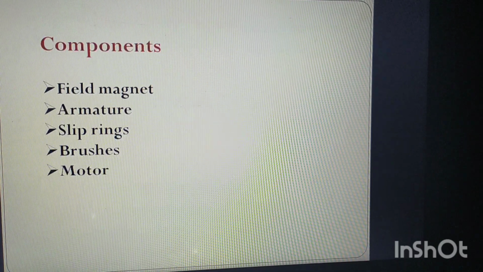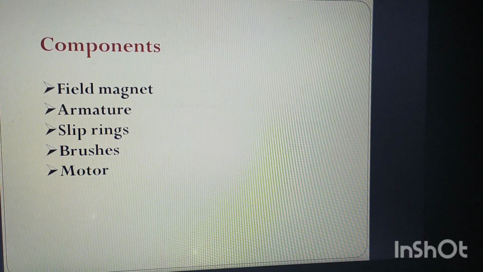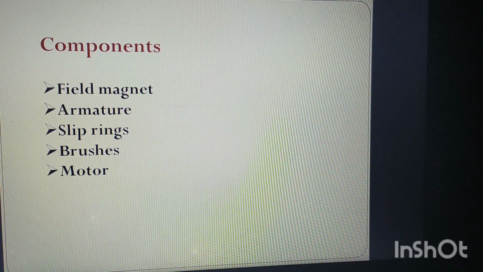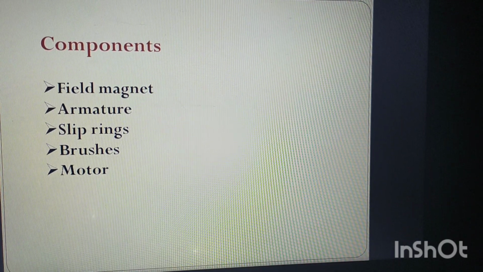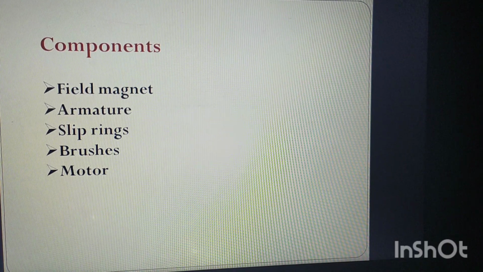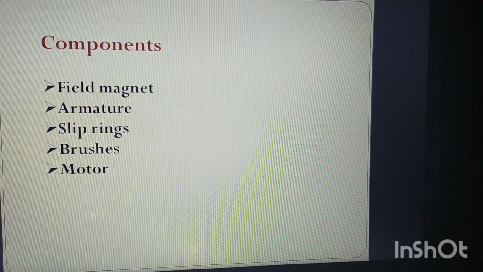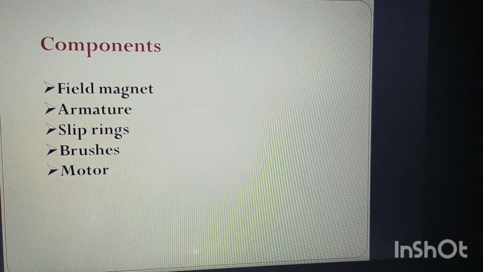Now, what are the components of this AC generator? The components are as follows. First, we have a field magnet, then an armature, then two slip rings, then brushes, and then a motor is also needed in this device. One by one we will go on discussing each of the components. So let us start with the first one.